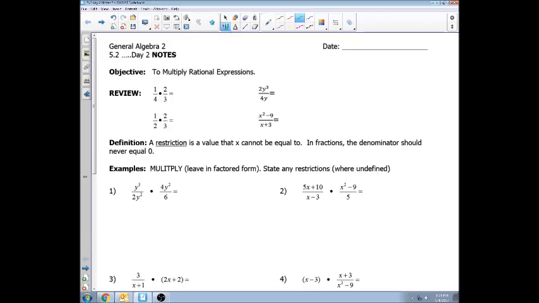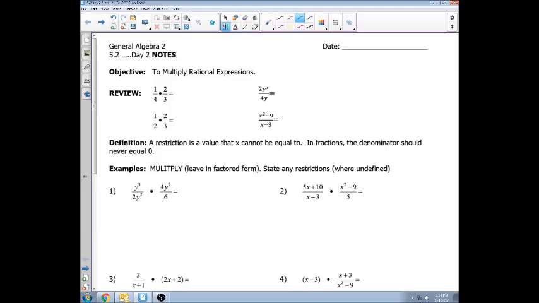This lesson is for my Algebra 2 class. It is 5.2, Day 2 notes. Today we're going to talk about how to multiply rational expressions. You want to make sure that you have your list of steps that will help you multiply or divide rational expressions and simplify them. You got that yesterday, okay? So the objective is to multiply rational expressions.